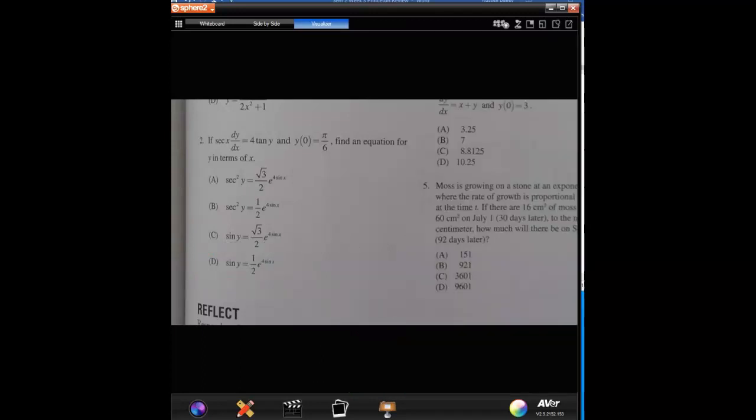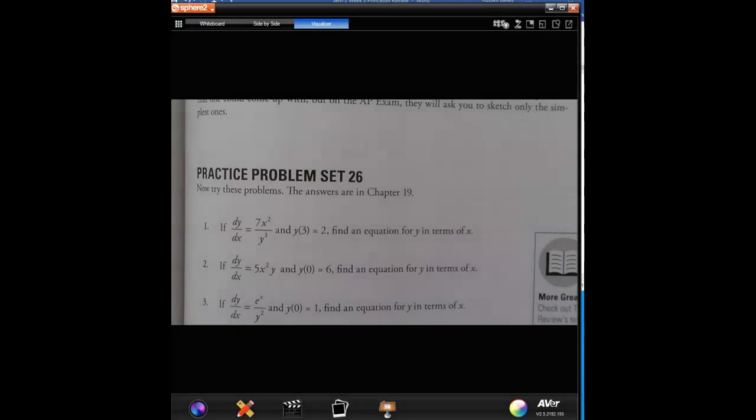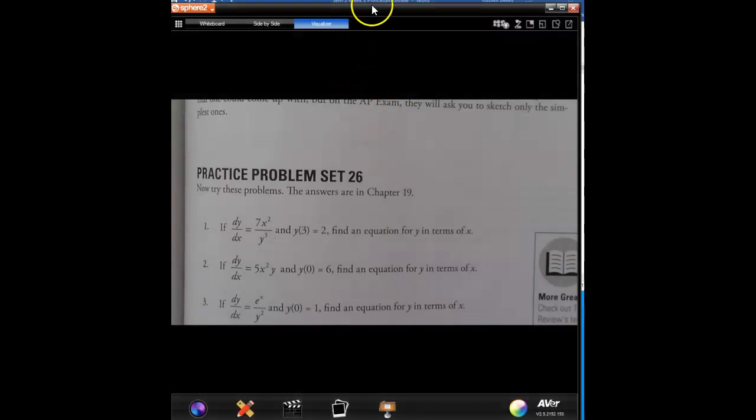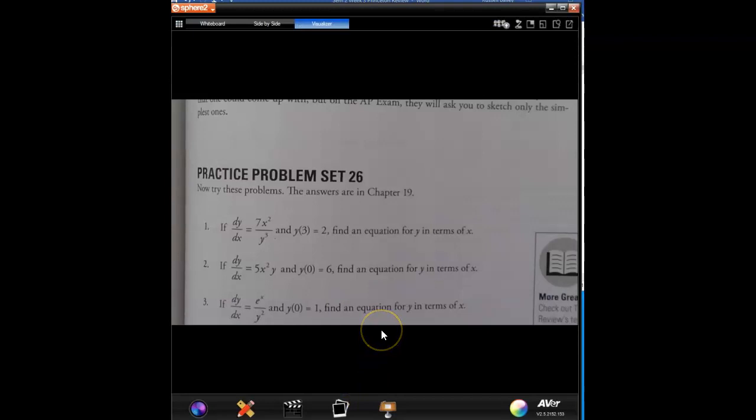Okay, let's go ahead and take a look at our next set here. We're getting there. Almost there. One more page. Page 369. Let's back it up a little bit and see what that looks like. All right. Page 369, number 5, wasn't it? Number 5, yes.